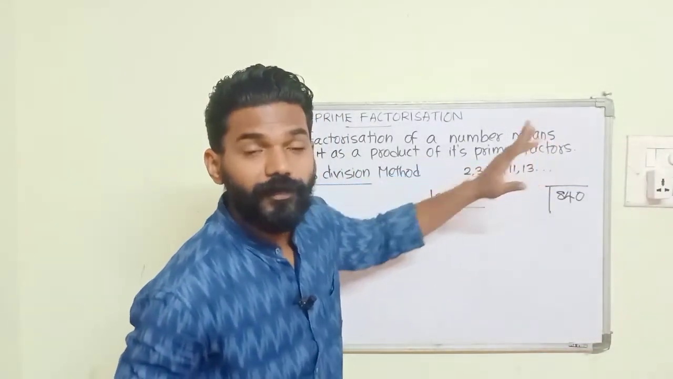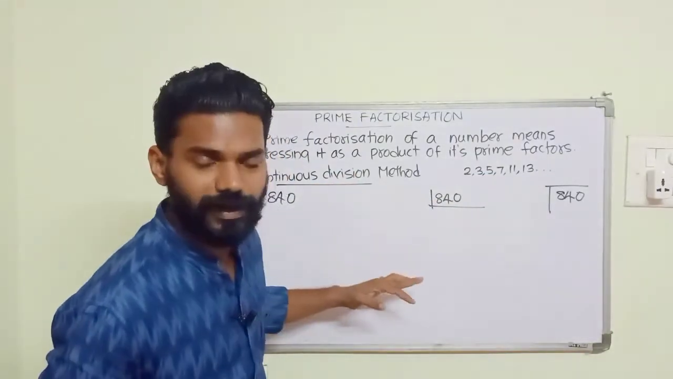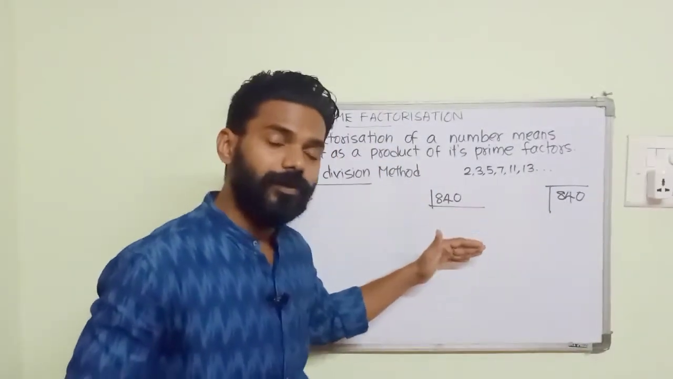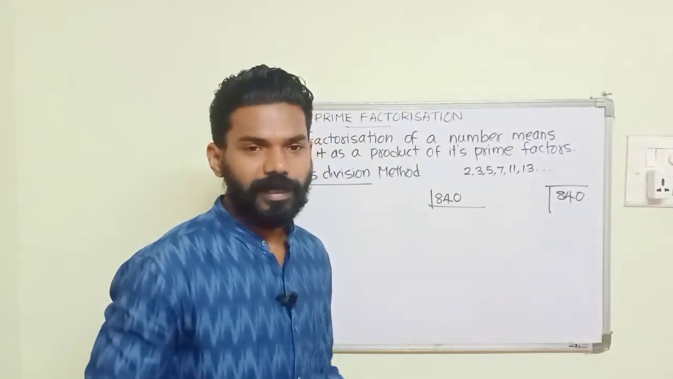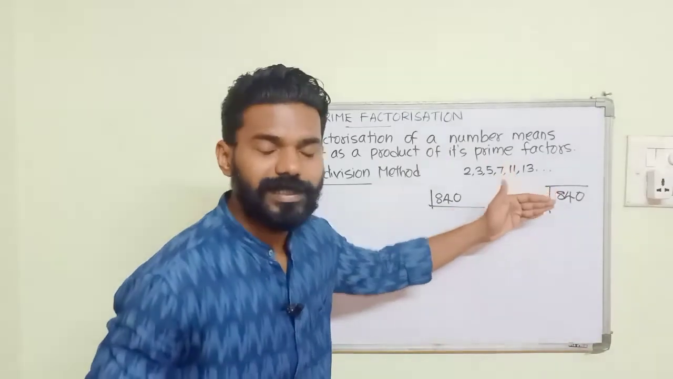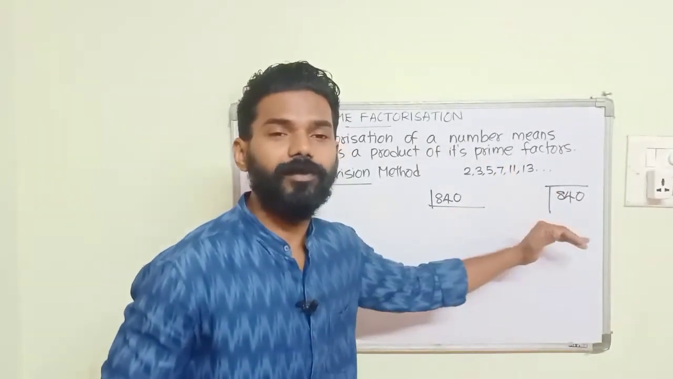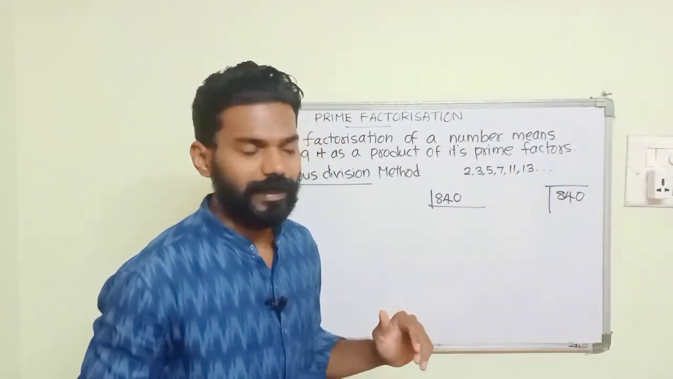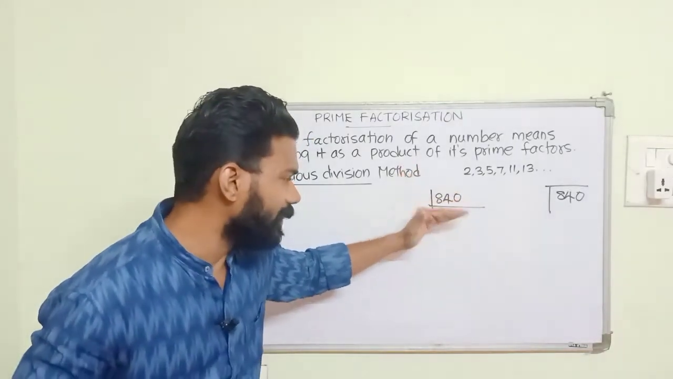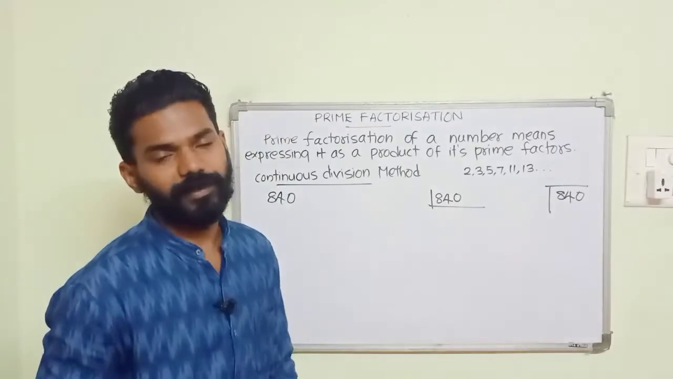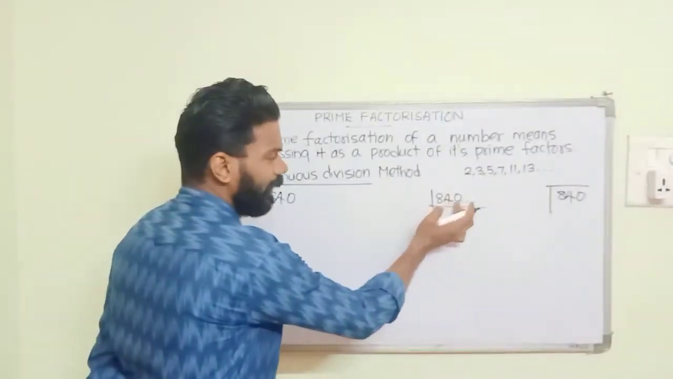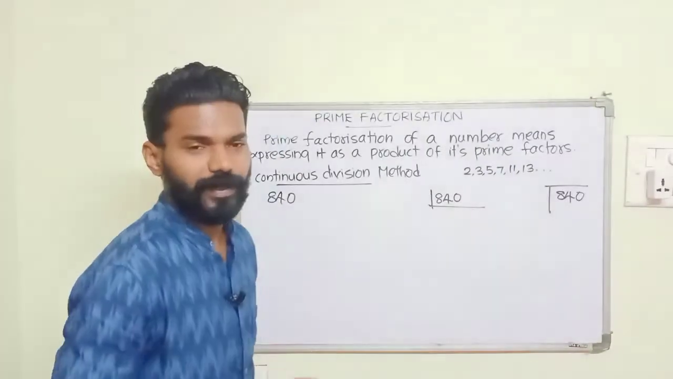But we need to do the continuous division. Continuous division means our division will be continued many times, and we will continue our division with the quotient obtained as the new dividend, and that's why we prefer to write the quotient just below like that. Okay, so first of all we got the number 840 as the dividend.